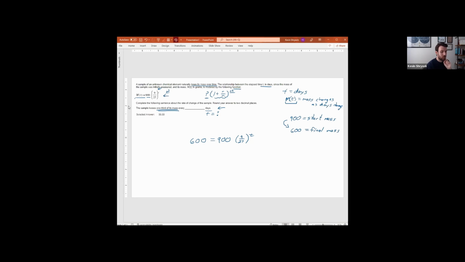How should we solve this? How can we start to get T alone? I assume divide both sides by 900. All right, but let's make it less about assuming. Does it make sense that we would? Yeah. Okay, cool. So we'll do it because I've got multiplication. I'll divide both sides by 900.